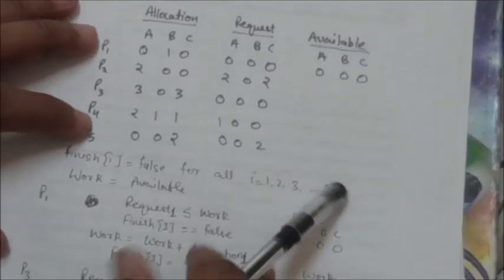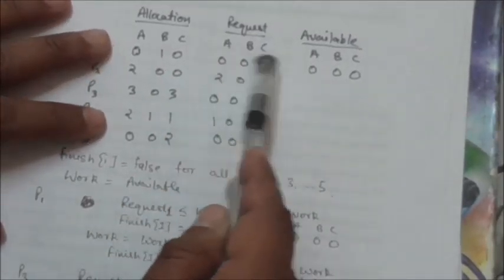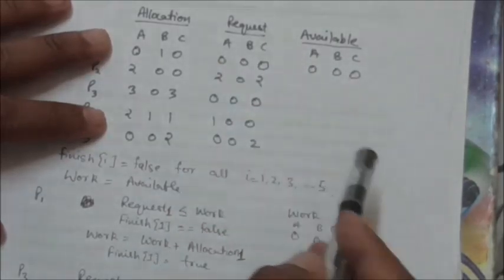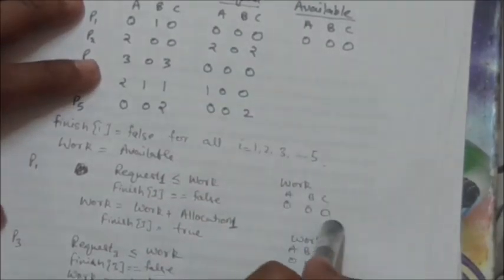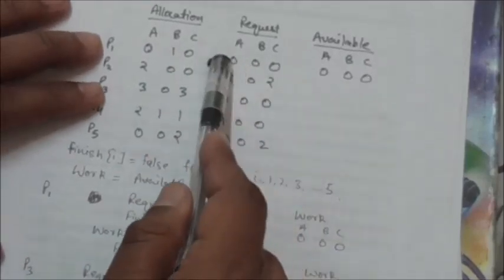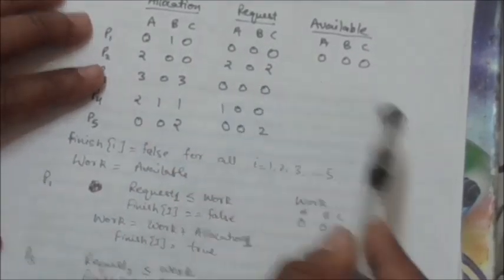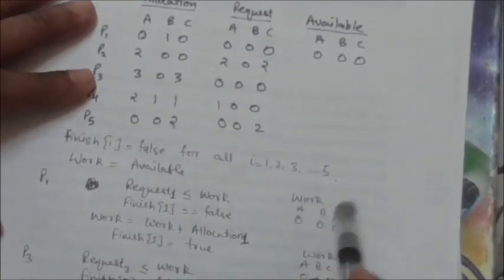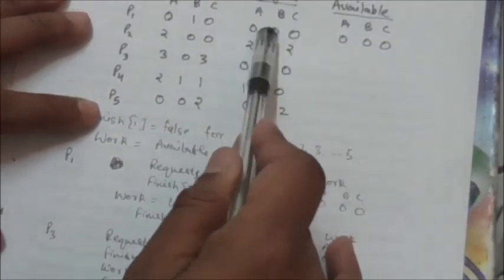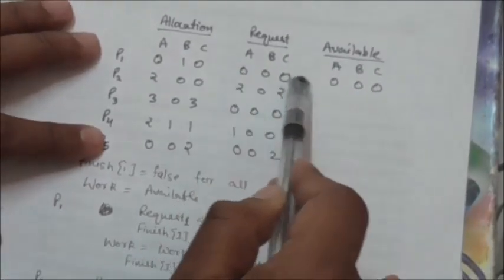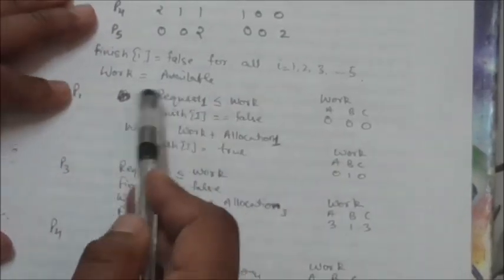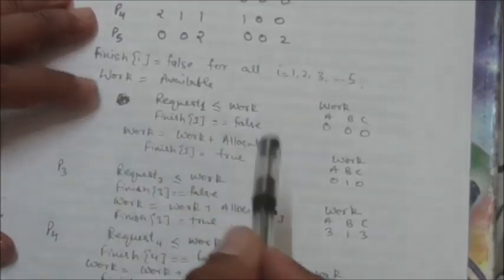So we need to find a row in the request matrix whose value is less than or equal to work vector. Here you can see that the first row and third row satisfy this condition. So we will consider the first row of request matrix. We have found this index 1, and this index 1 corresponds to process P1.